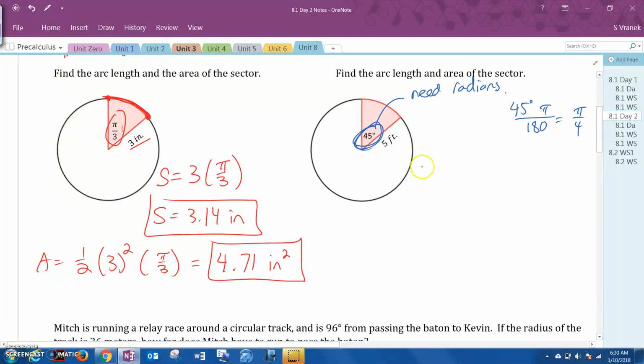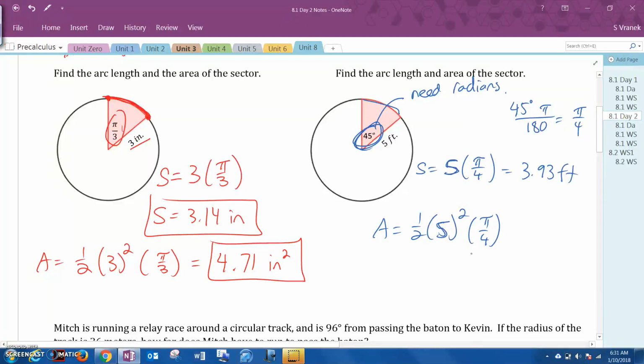Now we can do exactly what we did on the last problem. The arc length, excuse me, is the radius, which is 5, times the angle in radians, which is pi over 4. So we get that this arc length here is 3.93 feet. The area of the sector is 1/2 5 squared times pi over 4. And again, I'm not showing you the calculations in the calculator. I assume you guys know how to type in the calculator. 9.82 square feet. Okay, so that is that.